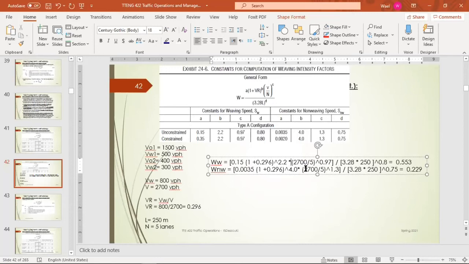Second one, Doctor, 6.79. It can't be greater than 1. Okay, the first one is correct: 0.5359. The second one: 0.0035 multiplied by 1.22 to the power 4 to 7 to the power 1.3 divided by 0.75. The second, yes Doctor, 0.229. Yes, it's 0.229. I'm sorry, I was wrong.